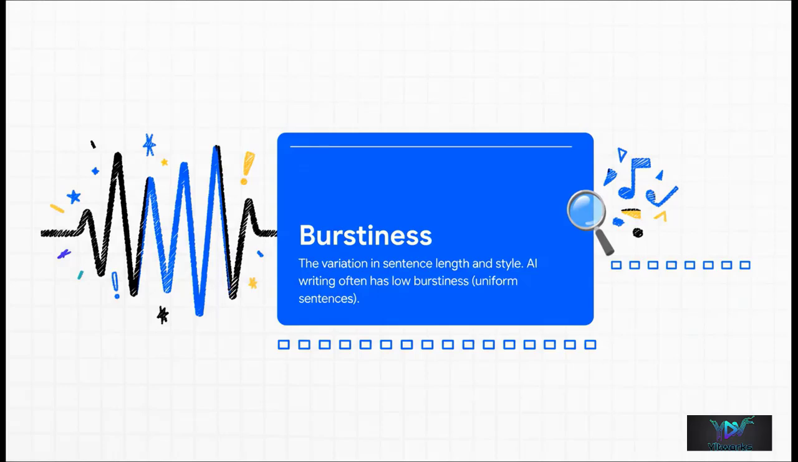This one is all about the rhythm of the writing. When people write, there's a natural flow, right? We use some long, complex sentences, and then we throw in some short, punchy ones. It has a beat. But AI writing often has really low burstiness. Almost all the sentences are the same length. It feels flat, like a song that just plays the same note over and over again. Bump, bump, bump. Pretty robotic, right?